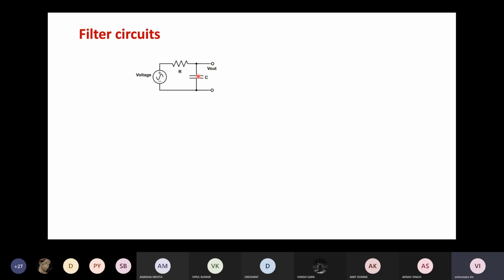In that case, what happens is that if the input frequency is low, the capacitor will follow this signal, so output will be obtained. But if the input frequency is extremely high, in that case, the capacitor would not be able to follow the input signal, and the output will be zero or a very low signal.